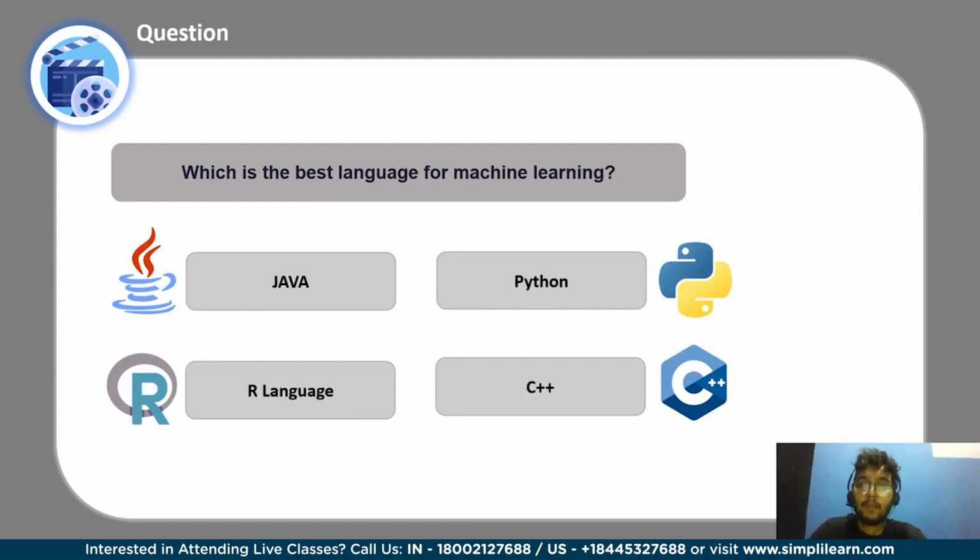So this is the question I am repeating again. Which is the best language for machine learning? The options are: one, Java; two, Python; three, R language; and four, C++.